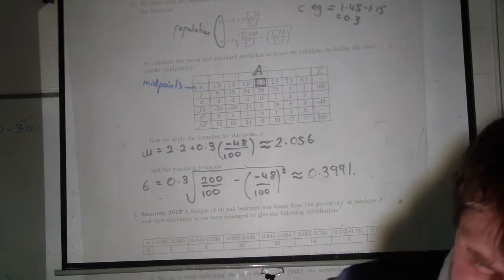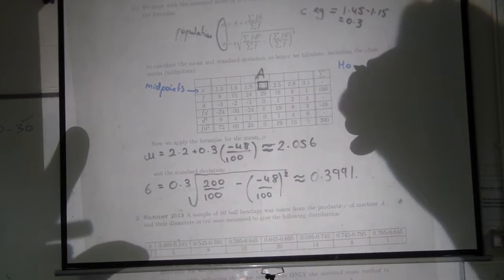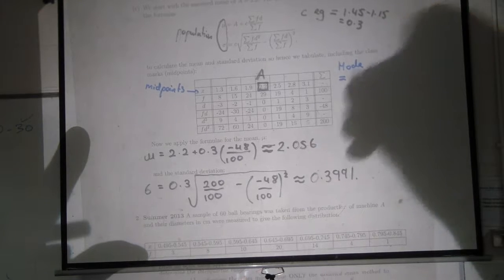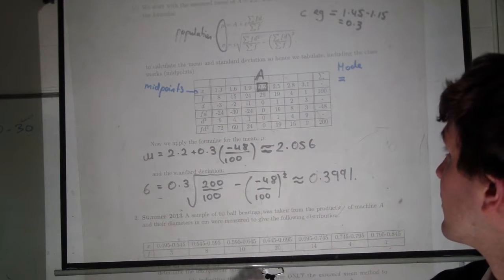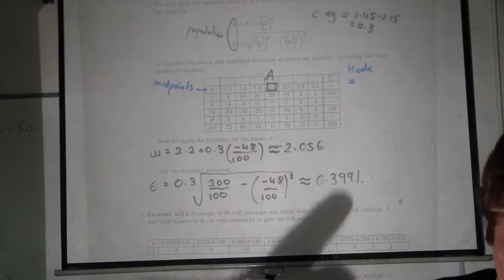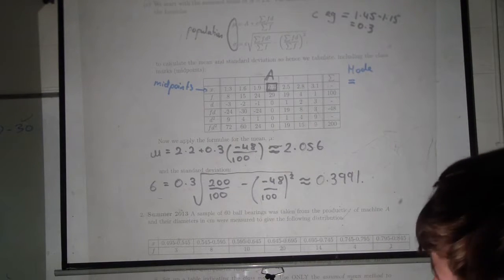So the mode, that's probably easier with the histogram there, so maybe I'll bring it back a little. Everyone okay there? I'll have it down the bottom if you need it. So the mode is, well, write down the formula: Lm plus C times L over L plus U. That's the formula.